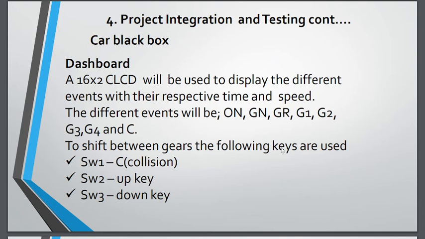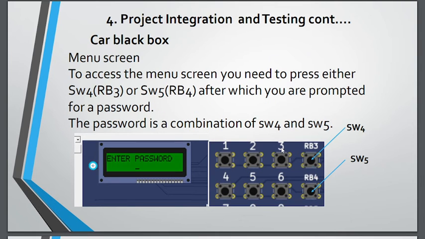Let's look at the dashboard. A 16 by 2 LCD will be used to display the different events with their respective time and speed. The different events will be on, gear neutral, gear reverse, gear 1, gear 2, gear 3, gear 4, and collision. To shift between gears, the following keys are used. Switch 1 will be used for collision, then switch 2 and switch 3 will be the up key and the down key respectively. So let's look at the menu screen.